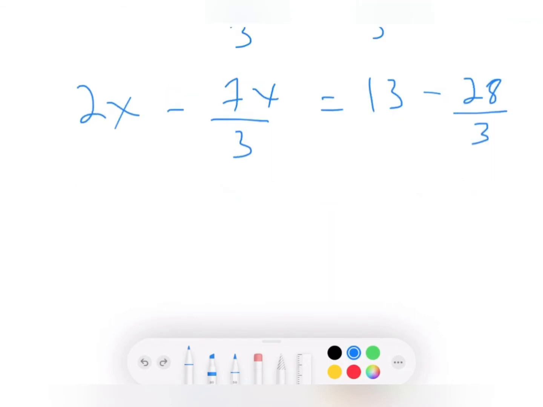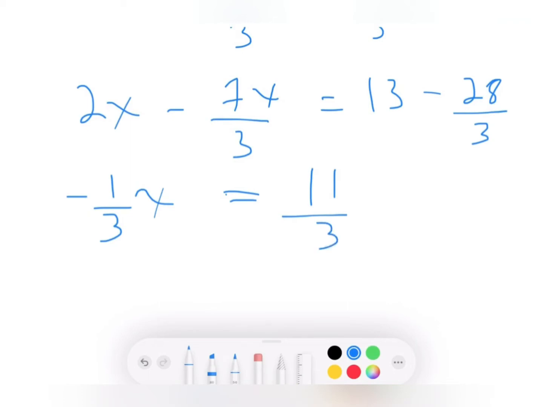Now that we have like terms on each side, here we have x terms on this side and we have constants on this side. What we're going to do is subtract these. So we subtract 2x minus 7 over 3x. 7 over 3 is approximately 2.33. So if we subtract that from this 2 here, we will be left with negative 0.33, which is the same as 1/3. So negative 1/3 x equals 13 minus 28 over 3, and when we subtract that, we're left with 11 over 3.